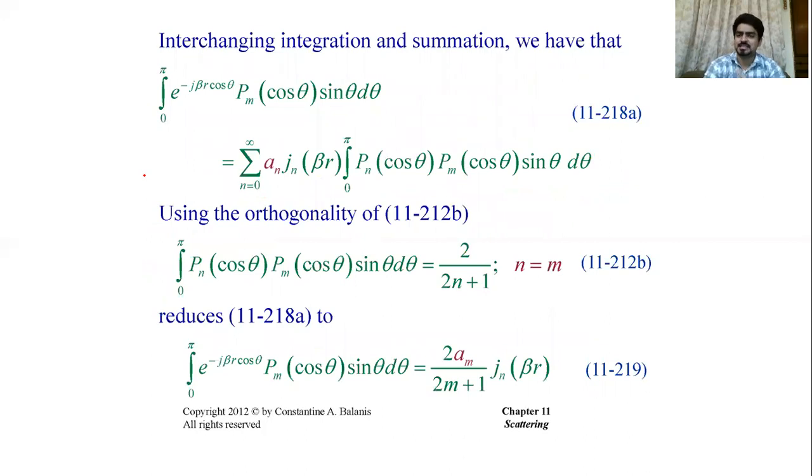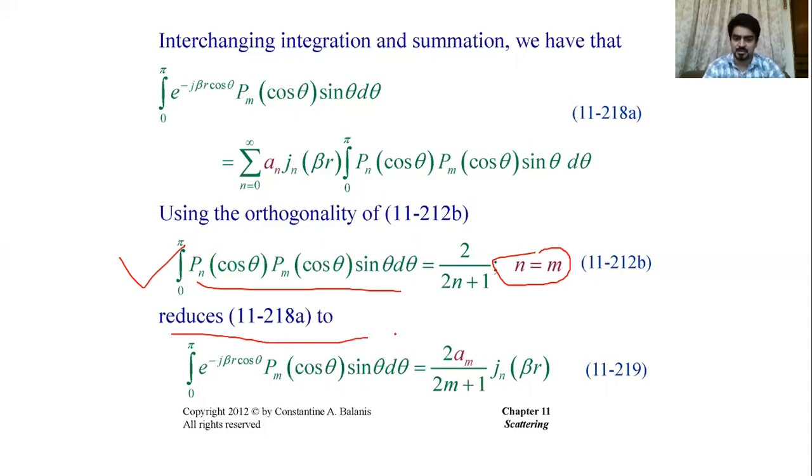Using that orthogonality, and by doing some mathematical manipulations, we know that when n equals m, the integration will be a non-zero value. However, when they are not equal, n not equal to m, it will be 0. So instead of a summation, you will have only one term, and that will be given by this expression.